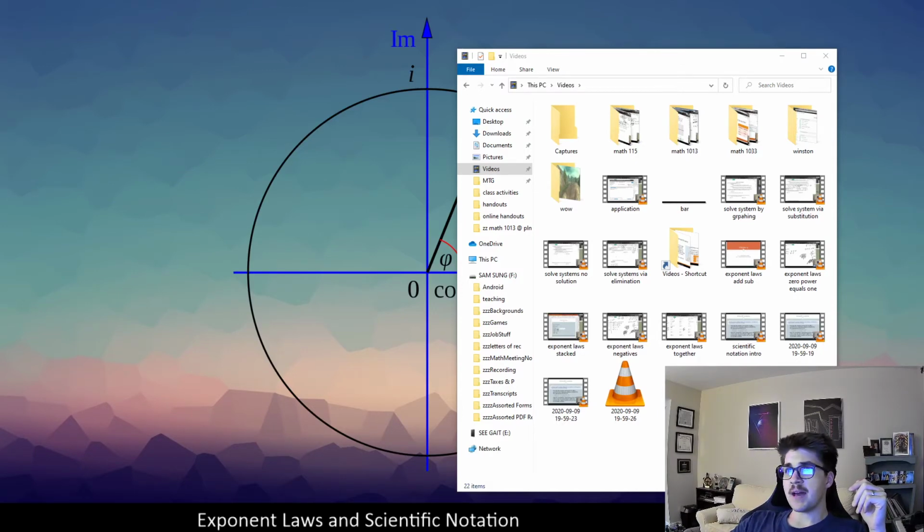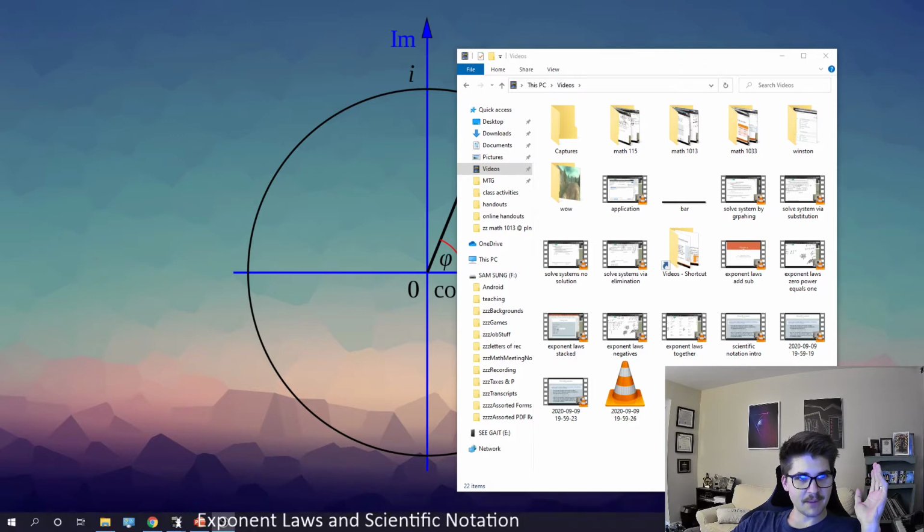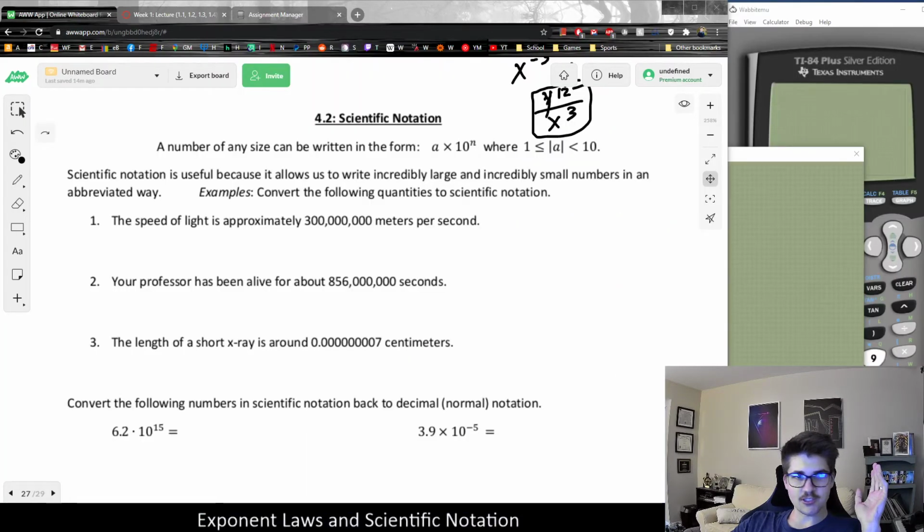So in the packet, we have a few examples. It says the speed of light is approximately 300 million meters per second. And oh, you can't see what I have. My bad, I had the wrong screen there for a second. It says the speed of light is approximately 300 million meters per second.